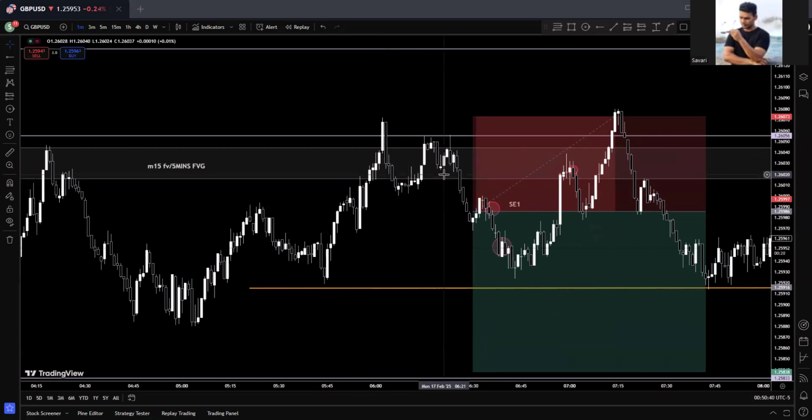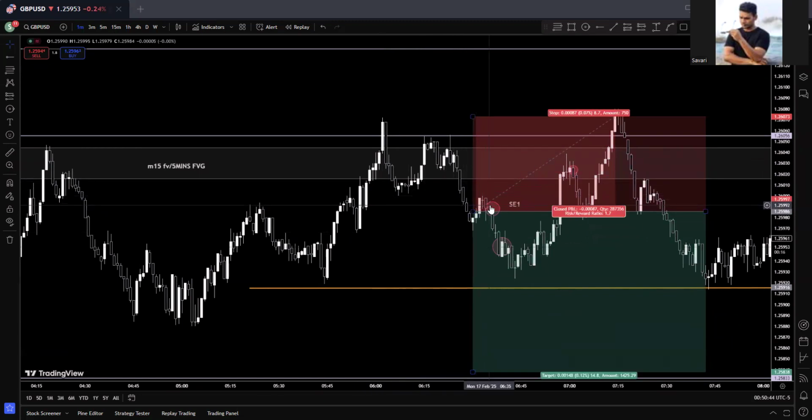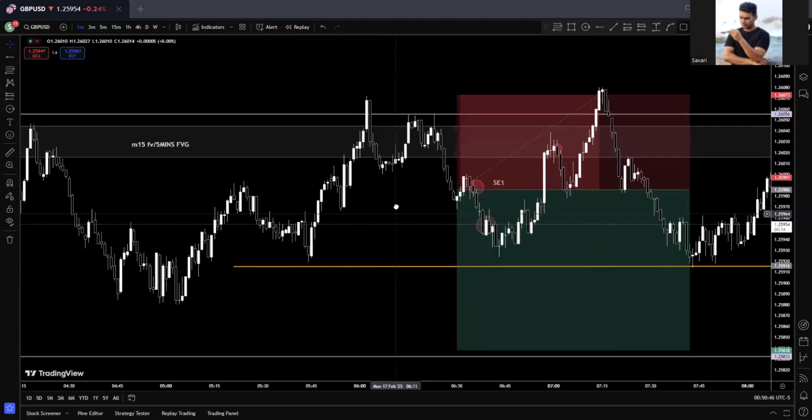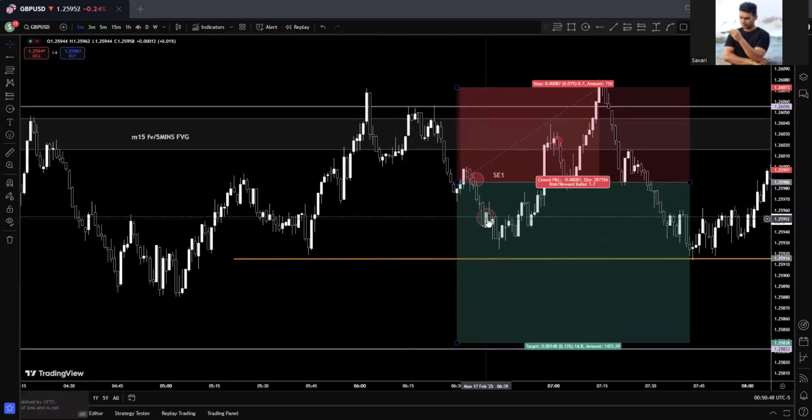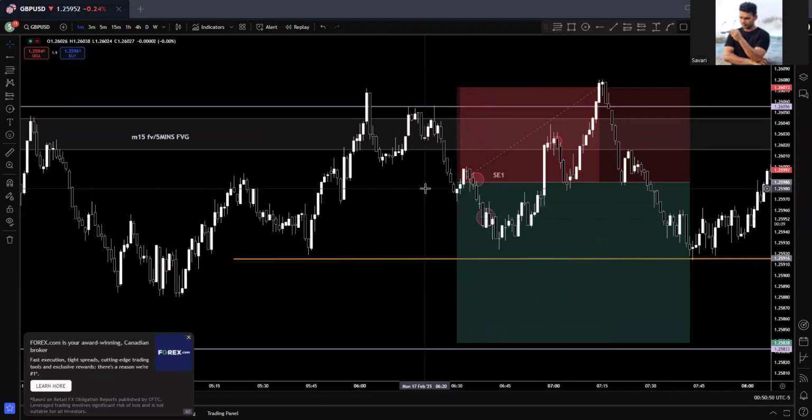I'm not literally waiting for this fair value gap to fill or this fair value gap to fill. I just entered my position at this point in one prop firm and at this point in another prop firm because I was very confident the price is going to go low.